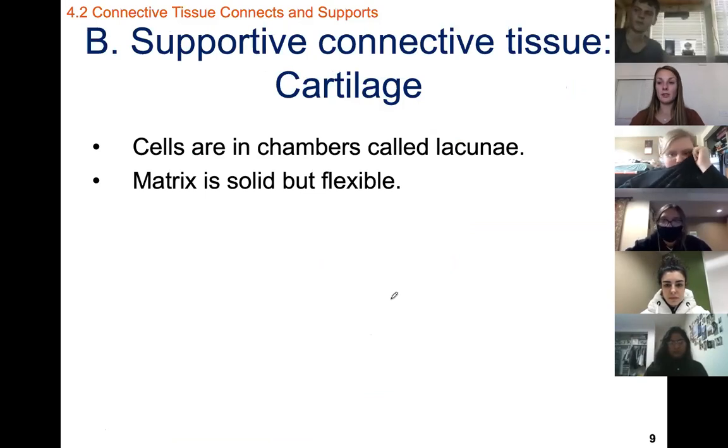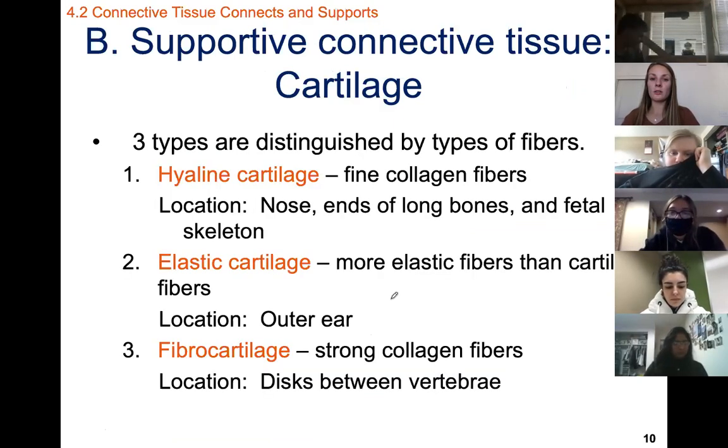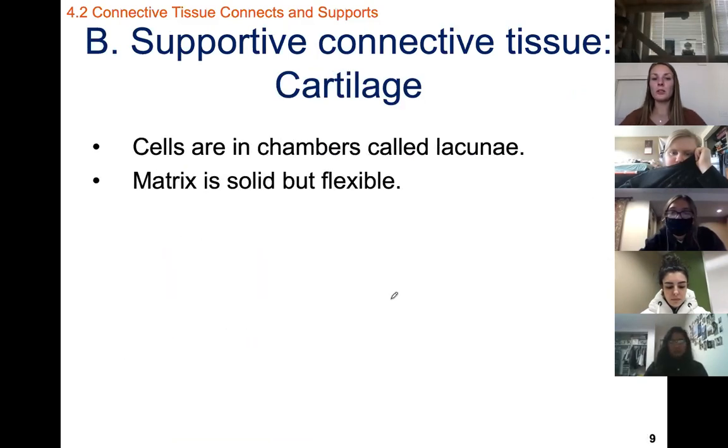So we have the different types of connective tissue. We had fibrous. The next type is supportive connective tissue. The two types are cartilage and bone. Cartilage cells are in chambers. They are made in a lacunae, and this matrix is solid but flexible. So I think of like my ear. My ear has a shape, but I also can kind of bend my ear. Same with my nose. My nose has a shape. It's solid, but it's somewhat flexible.